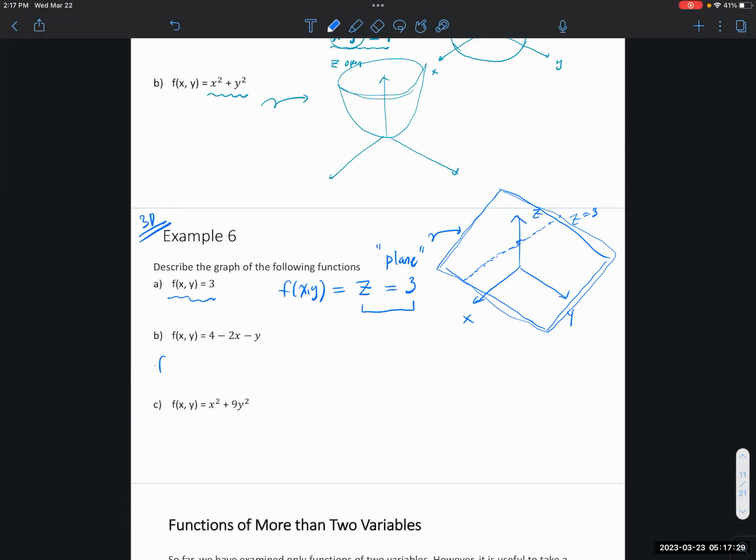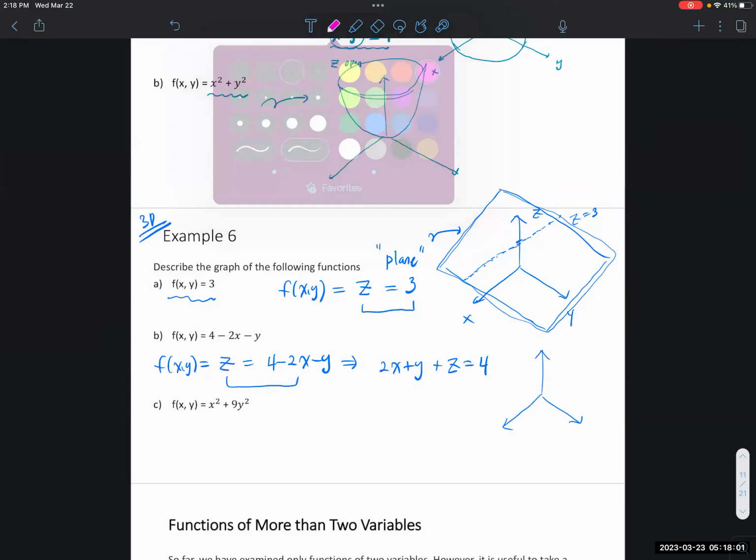We know that this f of x comma y is corresponding to z, but now z equals 4 minus 2x minus y, isn't it? So let me modify this information a little bit. It means 2x plus y, I can move to the other side, plus z equal to 4. So we can draw this, same thing, x, y, z. So just be aware, this is pretty much a plane shape.